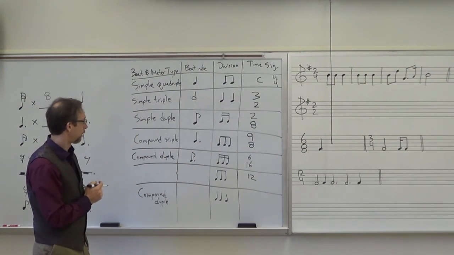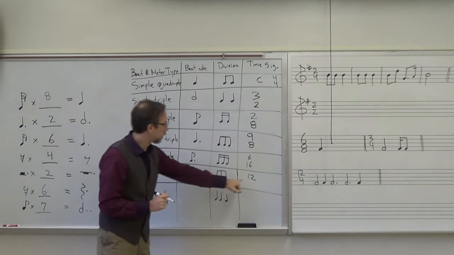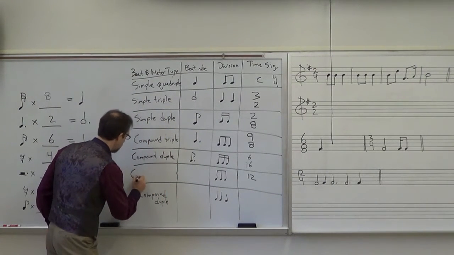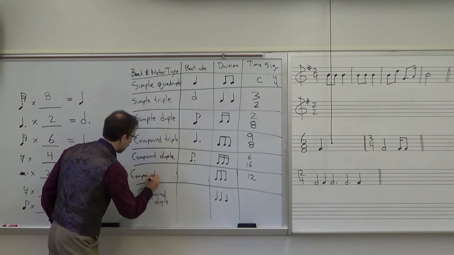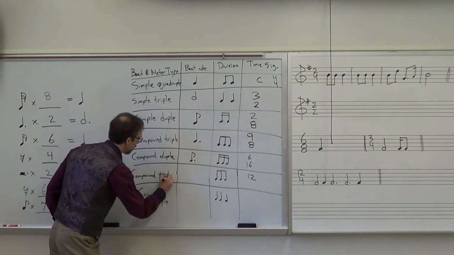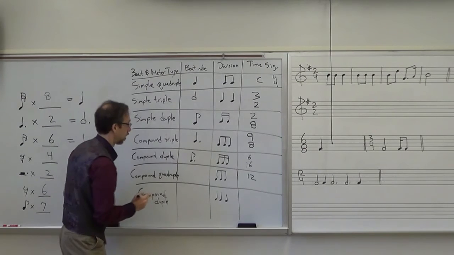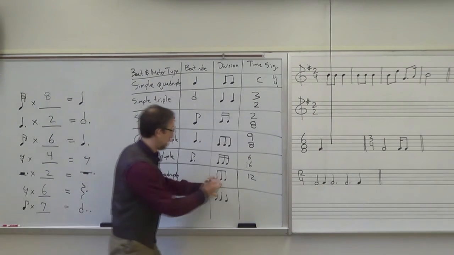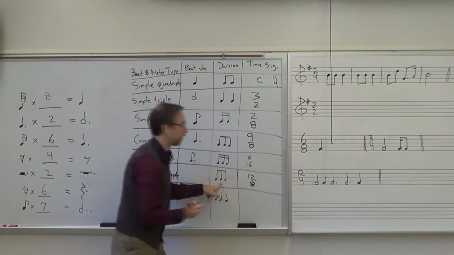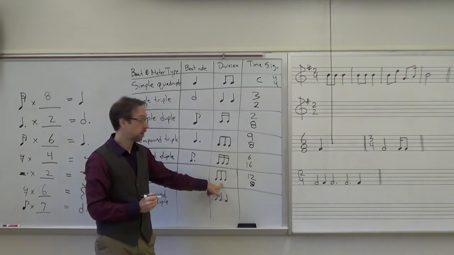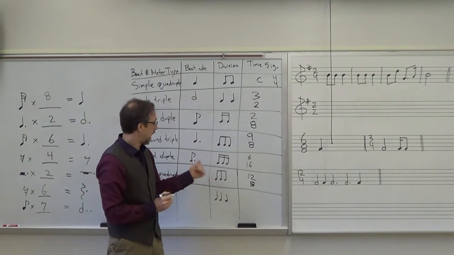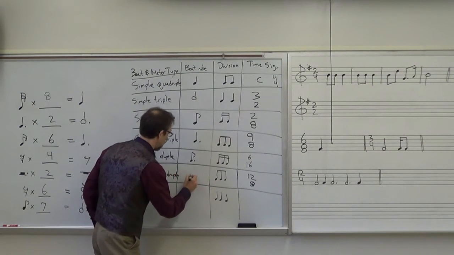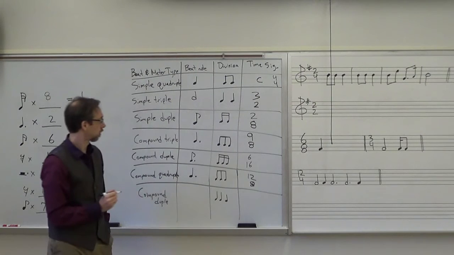Here, we have a 12 on the top. That means we are in compound quadruple. The 3 8th notes are the subdivision, so we know it's 12/8. Write that in right there. 8th note plus 8th note plus 8th note equals dotted quarter note.